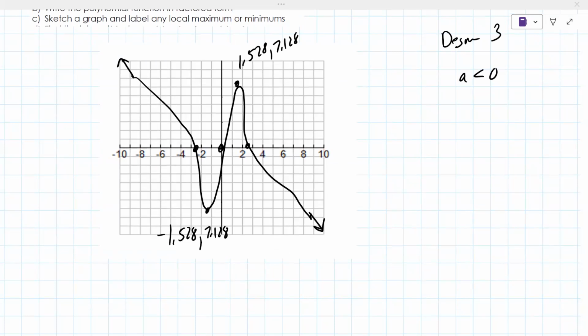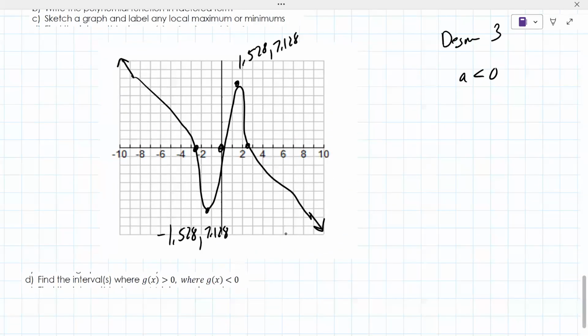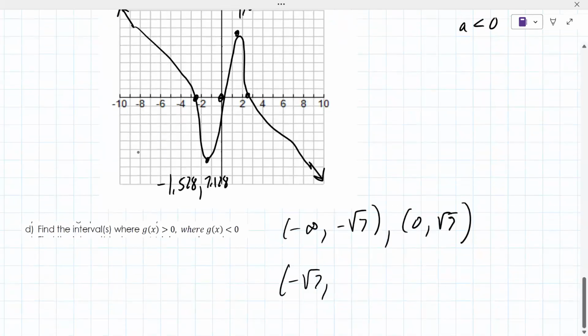g of x greater than 0 is negative infinity to -3 union 0 to 3, and then g of x is less than 0 from -3 to 0, and from 3 to positive infinity.